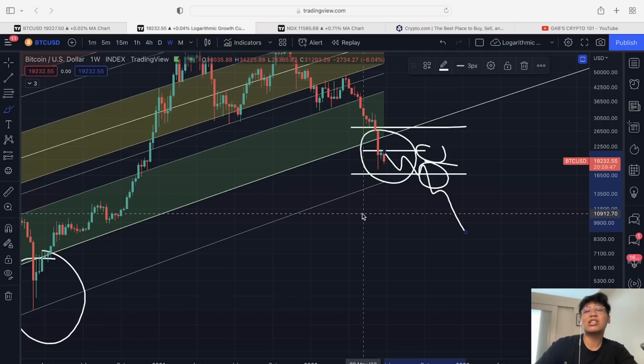But anyway, ayun muna update natin for the time being. Hopefully, nabigyan kayo ng idea and update on where are we within the Bitcoin logarithmic growth curve.